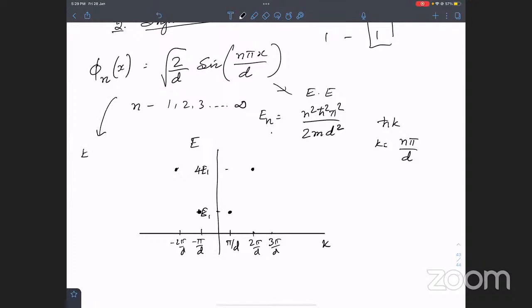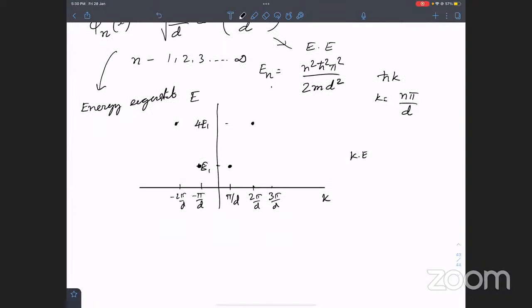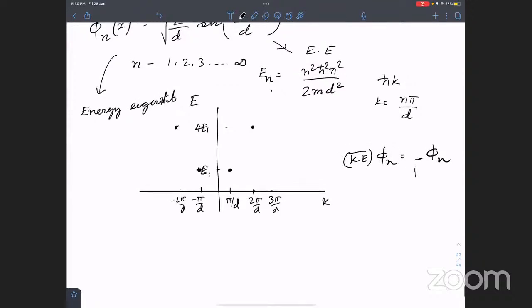We already proved that these are energy eigenstates, right? They're energy eigenstates for sure. Why? Because if I operate with the kinetic energy operator on this, minus h bar squared by 2m into d squared by dx squared, I'm going to get some scalar multiplied by phi n. What scalar? This particular scalar, right? I'll get this E n multiplied by psi n. I'll get this back.